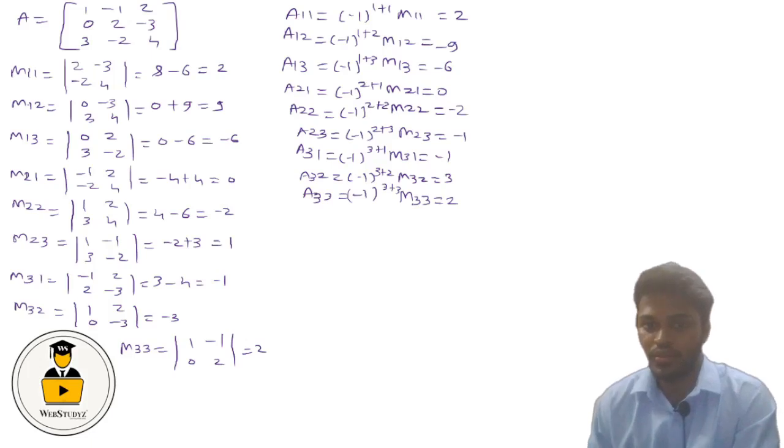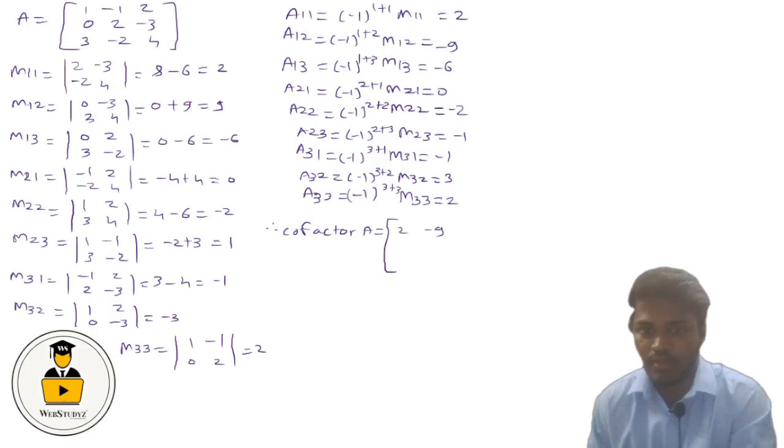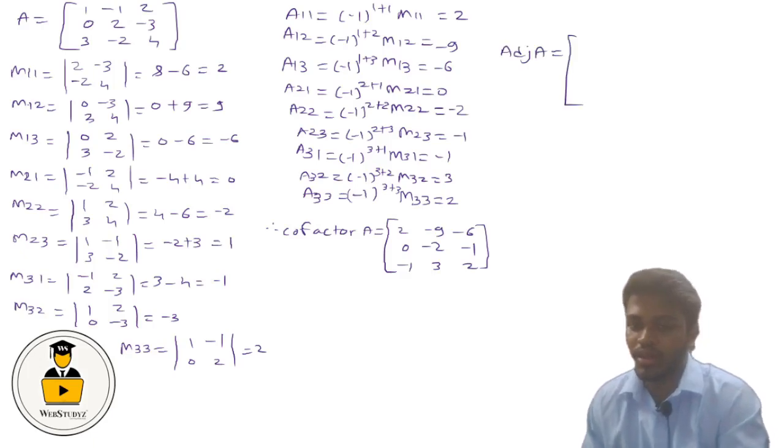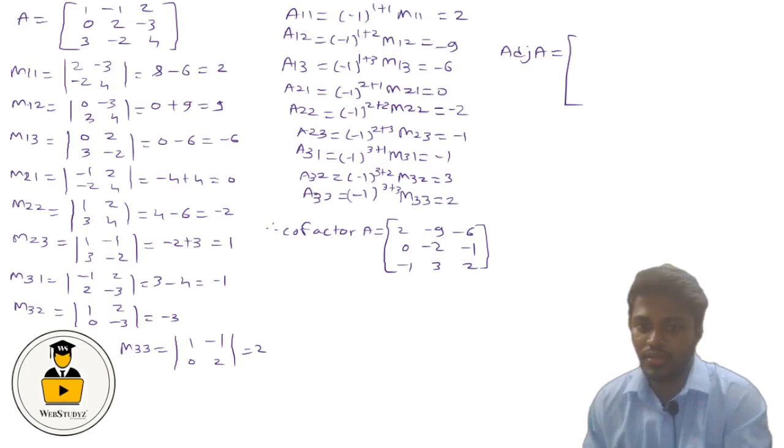So we can calculate the cofactor matrix now. Therefore the cofactor matrix of A will be [2, -9, -6; 0, -2, -1; -1, 3, 2]. So this is the cofactor matrix. Now if we take the transpose of this, we will get the adjoint of A. Transpose means we need to interchange the rows with columns and columns with rows. So this will be [2, 0, -1; -9, -2, 3; -6, -1, 2].